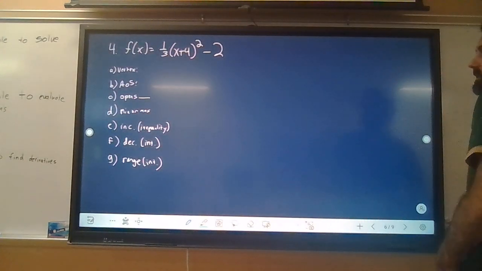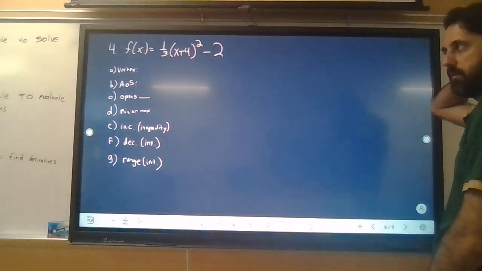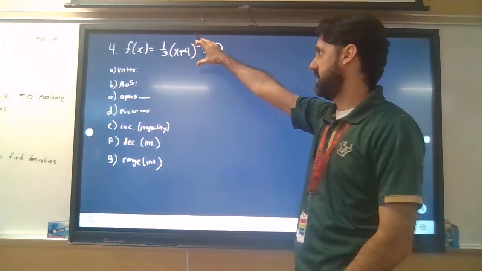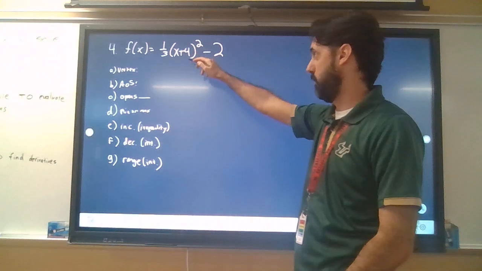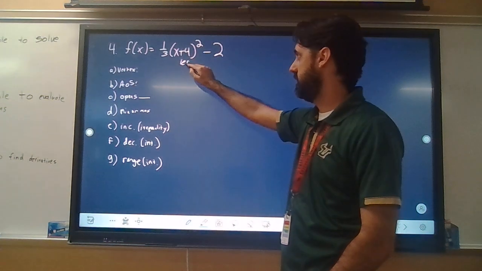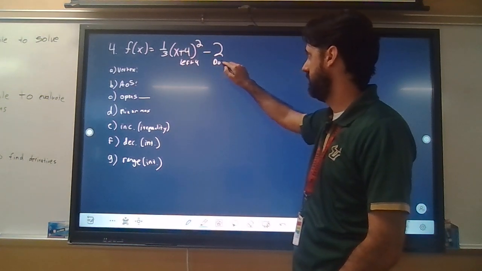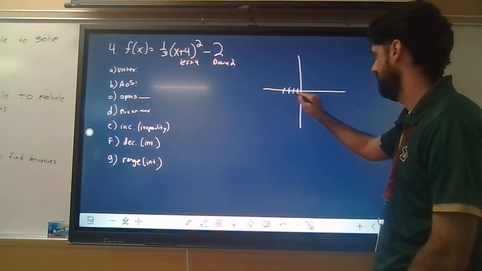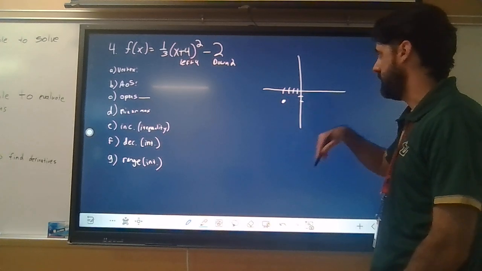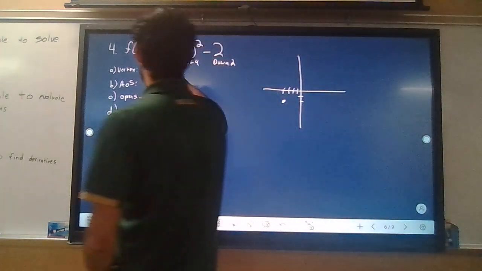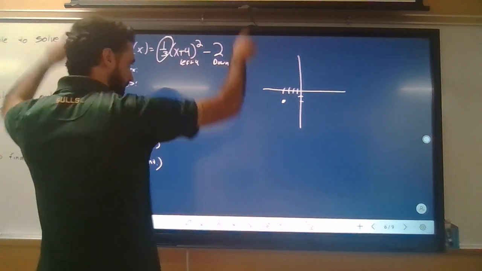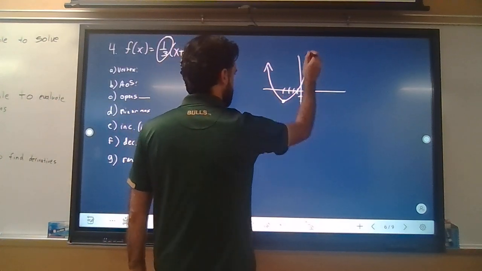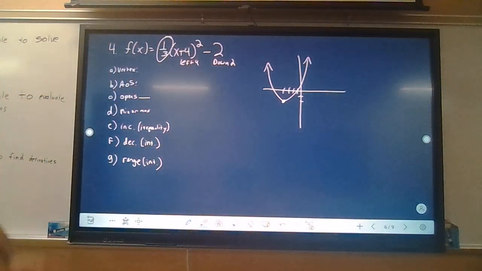All right, up next, now we're getting into listing out information here. So we have to recognize what form our quadratic function is in. This is vertex form right here. This is left 4, down 2. So on a graph, our vertex is left 4, down 2. We know that it's going to open up because the leading coefficient is positive. If that number is positive, it opens up. If it's negative, it opens down. And so without getting all of the points exact, it looks something like this. That's a rough sketch.